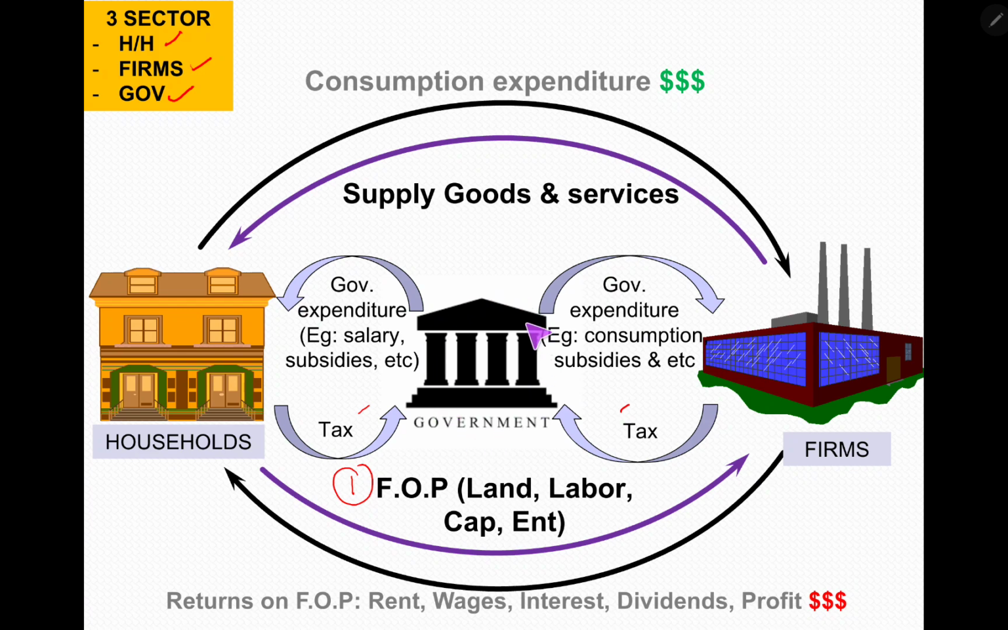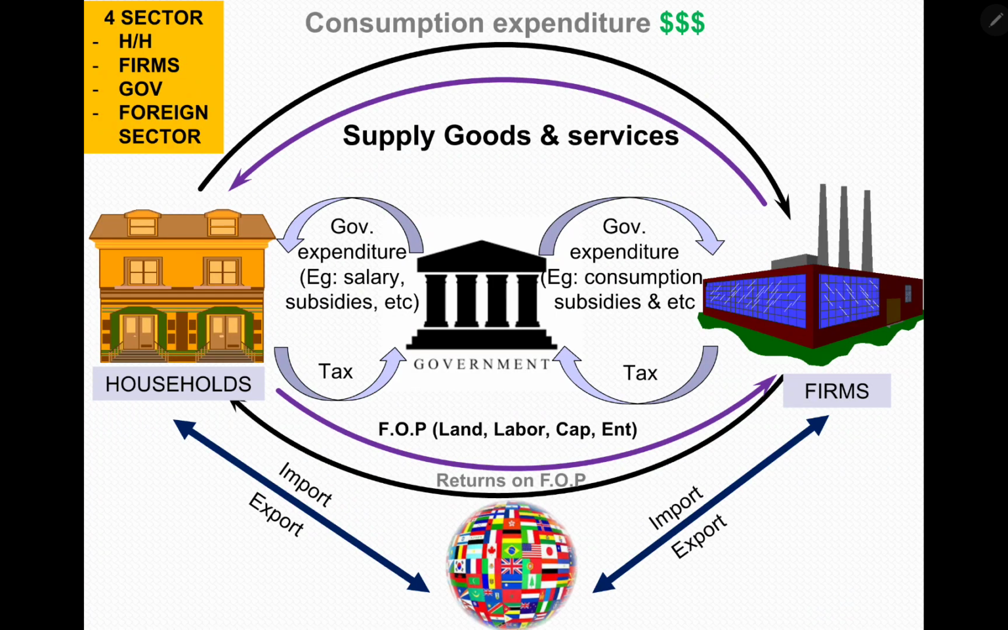While the government, what they will do is they will charge tax to both firms as well as household, and this tax will be regarded as the government revenue, will be channeled back to the economy or to the household and firms through the government expenditure, such as pay salaries, pay the utilities, the development of the country, including the subsidies given to the household and firms.